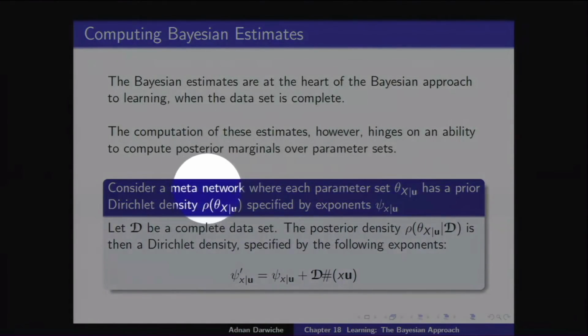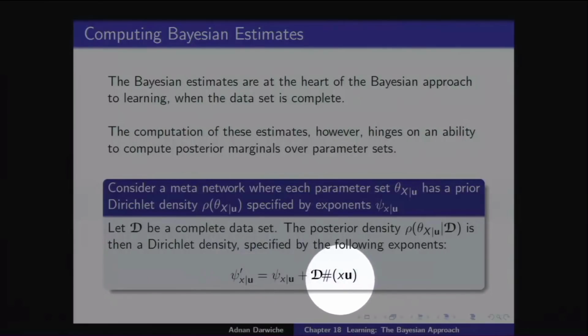If you have a meta-network where each parameter set has a prior Dirichlet density that's specified by these exponents, one for each value of the variable, then, given a complete data set, the posterior density on a particular parameter is also a Dirichlet density that's specified by the following exponents. These are the new exponents. Look at this. What's going on here? That is the prior exponent, and I'm telling you what would be the new exponent, the posterior. And it turns out to be just the prior plus this.